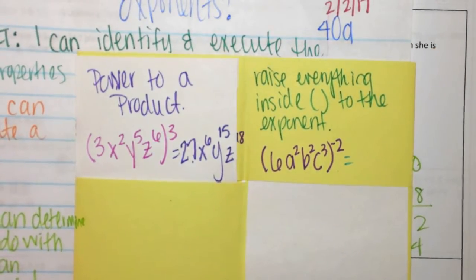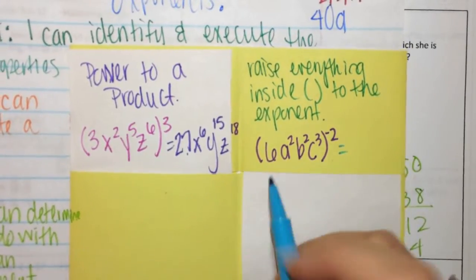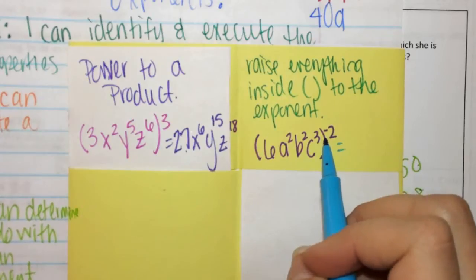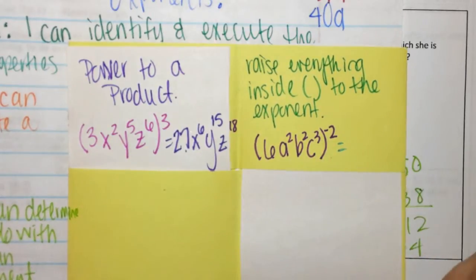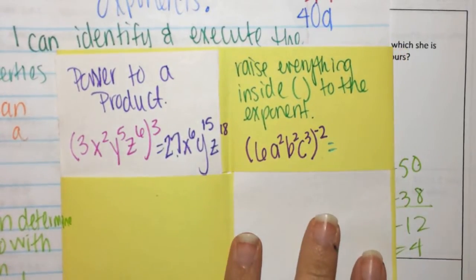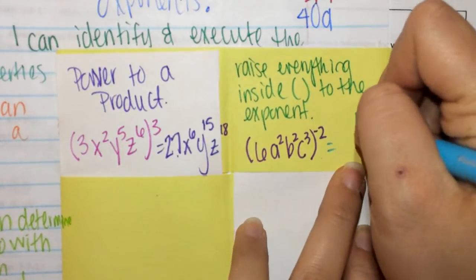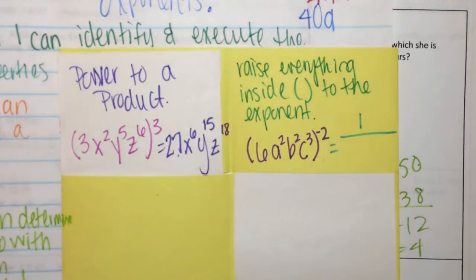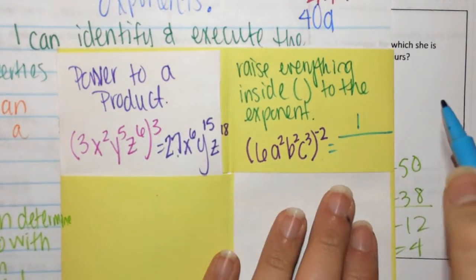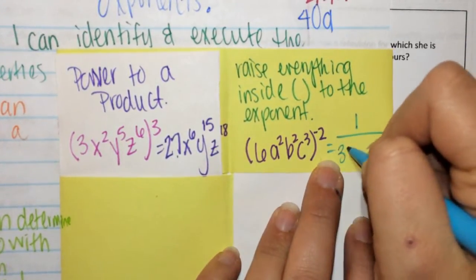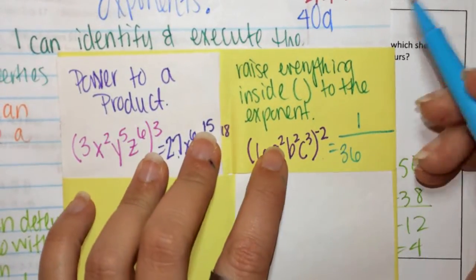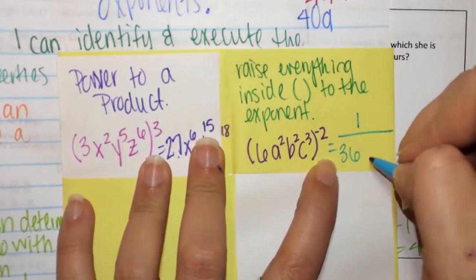Alright, so right here, what kind of exponent is this? The negative. So what do we need to do? We would have to flip everything. So it's going to end up being 1 divided by, now, what's 6 squared? 36. Why do you have to flip everything? Because it's a negative exponent. Then you do 2 times 2, and what do you get?